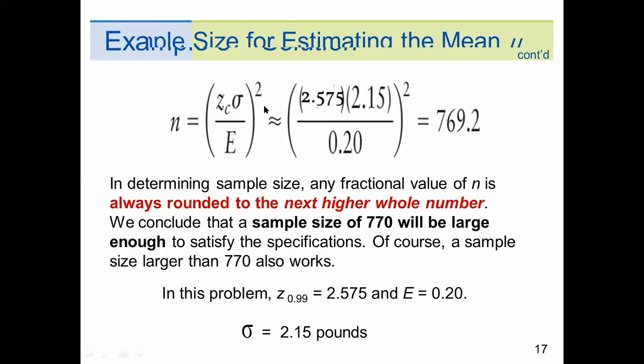There's my formula. It's the Z-score, which I knew according to the chart. I was given what sigma was. I know what the error was, so I'm putting it all in parentheses and squaring it. I put these two values in parentheses by themselves, but I wouldn't have to. All I need to do is put that number in times the sigma 2.15 divided by 0.20, close the parentheses up and square it. You always round up to the next highest number, no matter what the decimal is. 769 rounded up to the next whole number is 770.